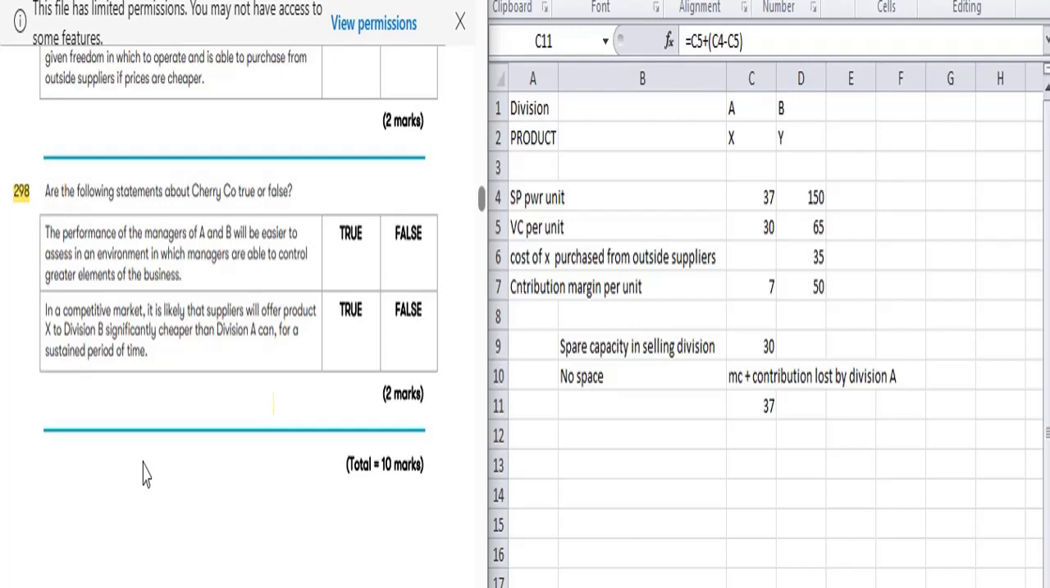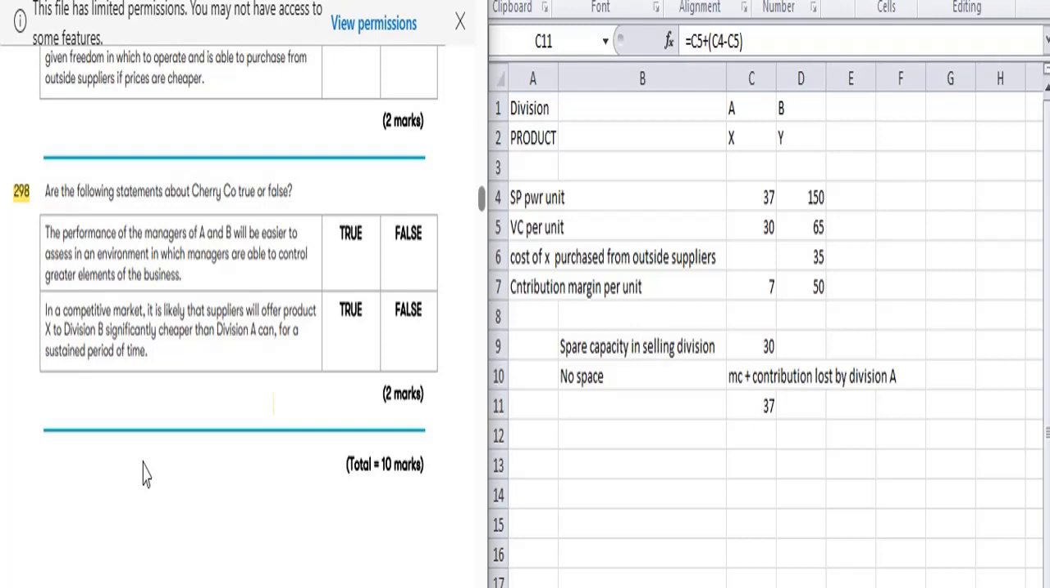So this is true. Second, in a competitive market, it is likely that a supplier will offer product X to division B significantly cheaper than division A can for a sustained period of time. So this is about the first scenario where the perfect market exists. If there is a perfect market, what happens? The selling department has to sell the product at the external market price. But what is the objective of transfer pricing? Goal congruence. So to maximize the profit, right?